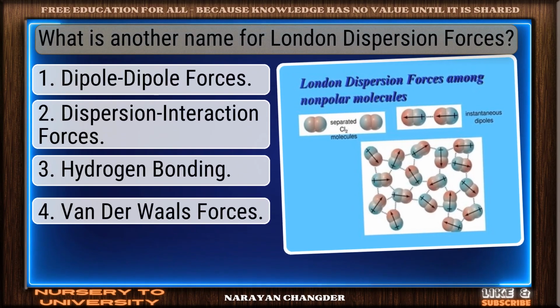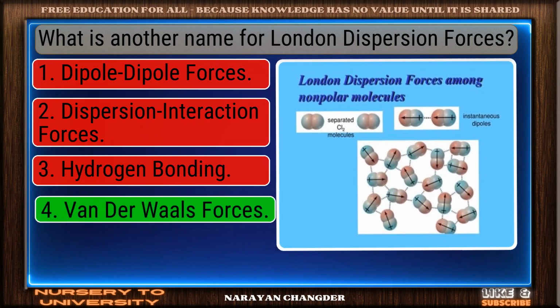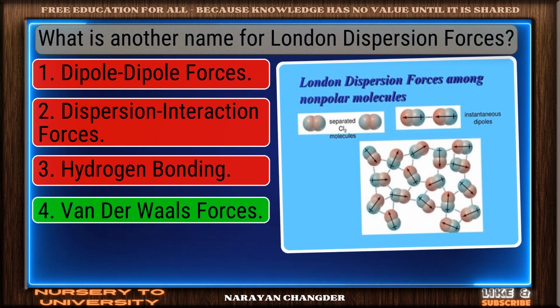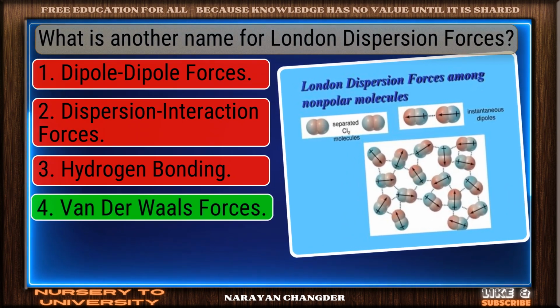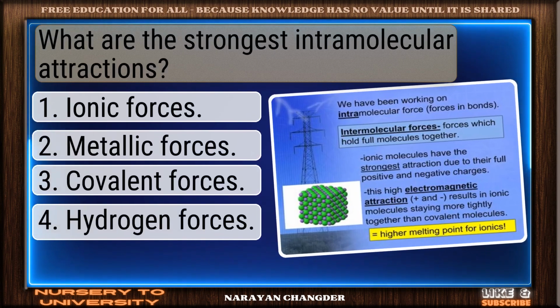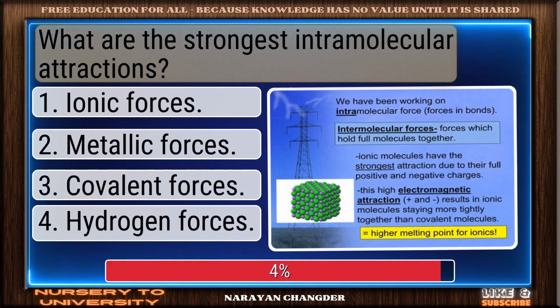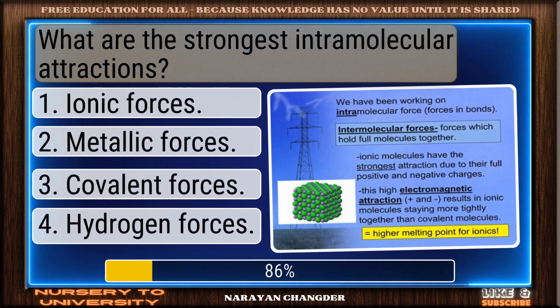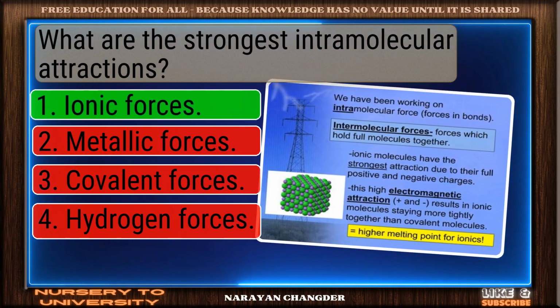What is another name for London dispersion forces? Nice selection. Van der Waals forces is the correct and valid answer. What are the strongest intermolecular attractions? Smart pick. Ionic forces is the correct choice.